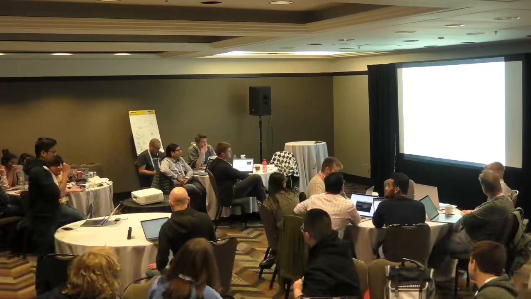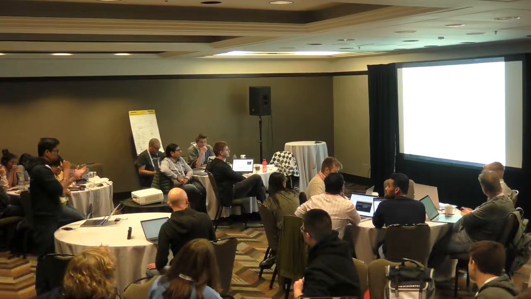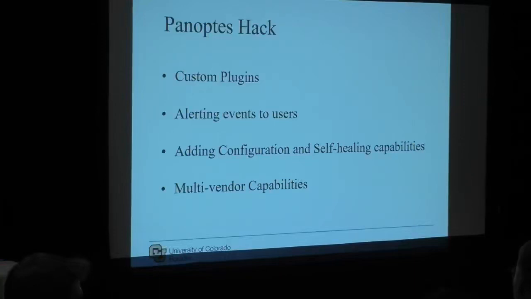So how did we do it? Our hack was that we added custom plugins using Python, and once the alerts reached the users via Slack, a function kicks into the picture, configures the device, and tries to mitigate the problem. For multi-vendor capabilities, we tested it on Junos as well as Cisco.